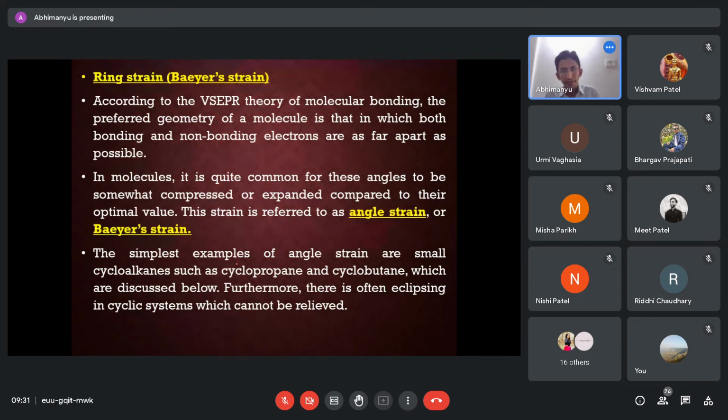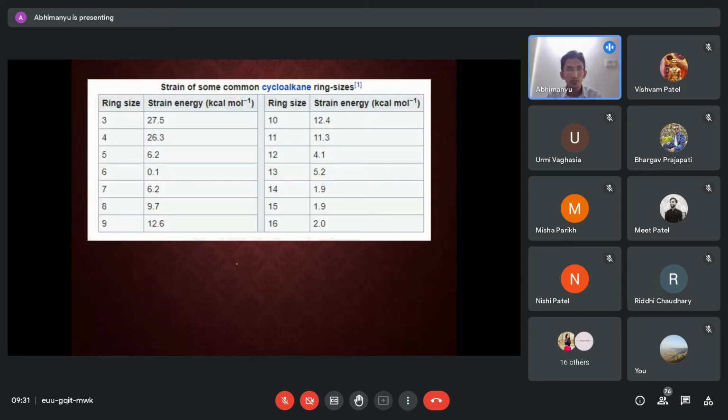Ring strain, or another name of the ring strain is the Bayer's strain. What is the meaning of angle strain? Or another name of the ring strain is the angle strain. So here you can see that different examples of energy are given.